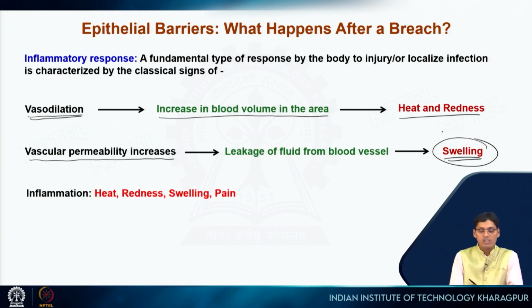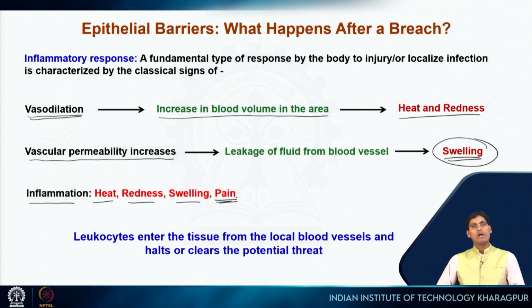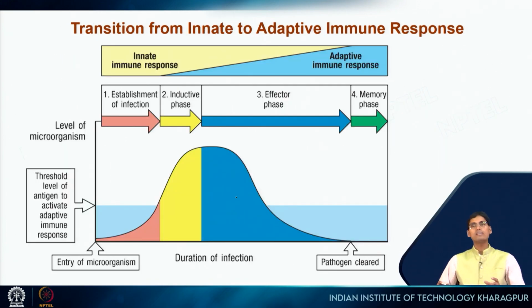And finally, inflammation, as I already mentioned: heat, redness, swelling, and some pain you will also feel. These are the classical symptoms of this response. This is happening because of the infection followed by our immune response as well. Finally, leukocytes enter the tissue from the local blood vessel and halt or clear the potential threat. But it cannot always clear the potential threat. By that time, they are trying to induce our adaptive immune response. So here, we will be discussing the transition part.